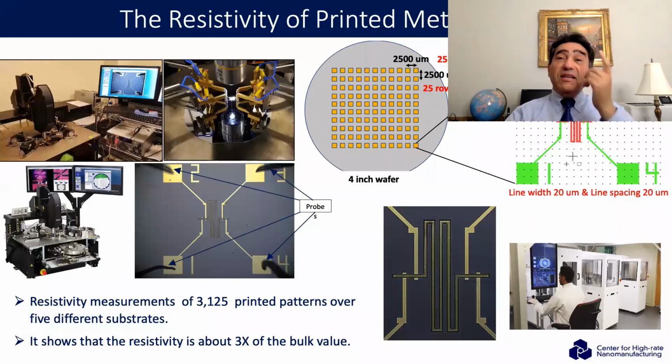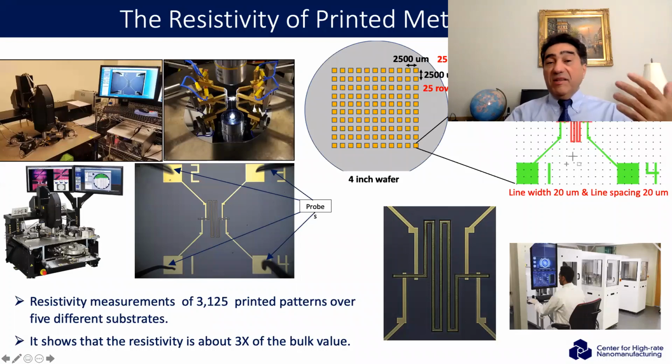The first application is interconnect and metal lines. Here we worked with analog devices, and they wanted to do this pattern over the wafer, for example, over actually many wafers, and they wanted us to print 3,000 for each wafer, for example, and measure each one of them, which we did. The resistivity was about 3x of the bulk value, so 3 times higher than the bulk resistivity. And this is resistivity, of course, measured over many wafers.